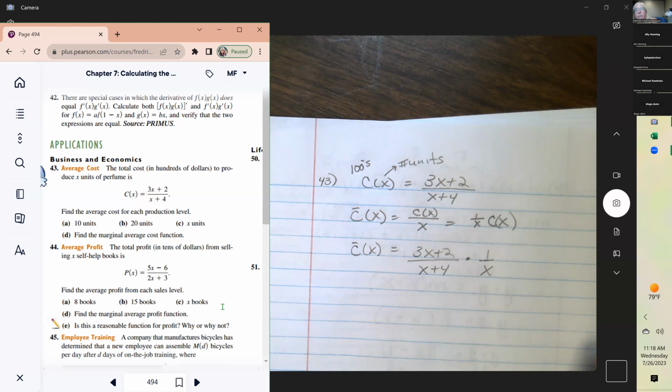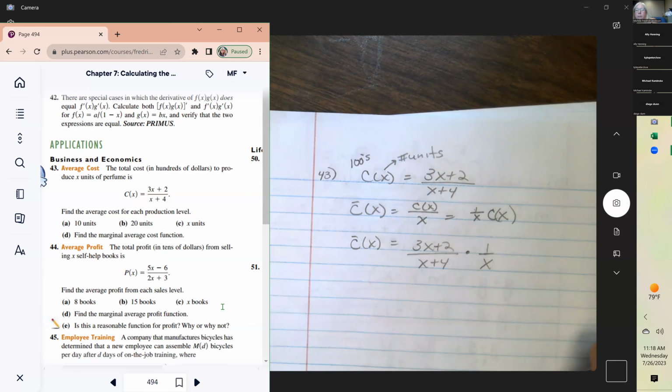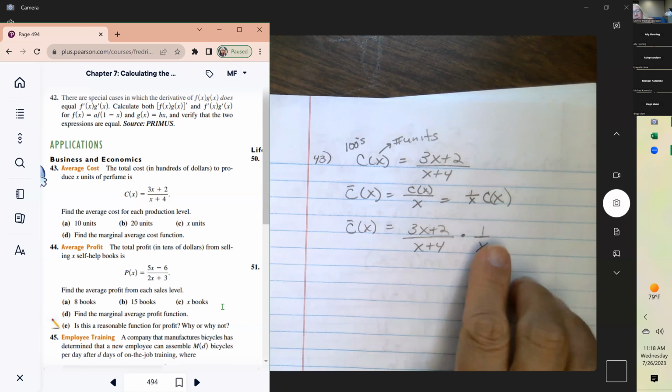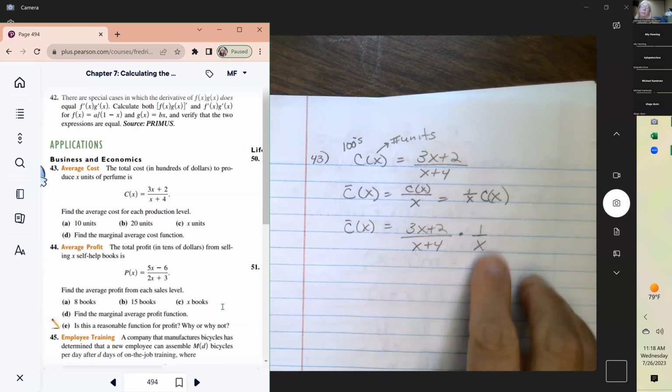Any questions on that? So if you have a fraction and you have to find the average of the function, it's easier to multiply by 1 over X.